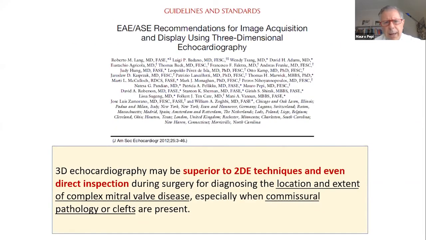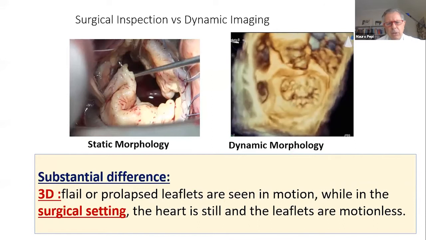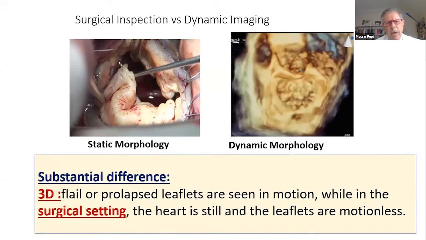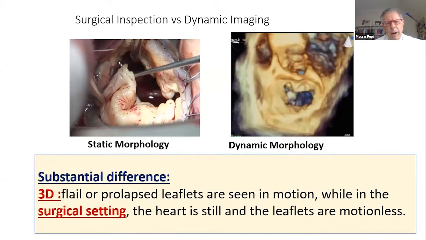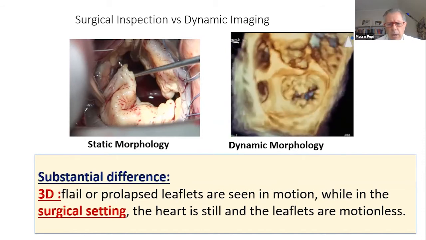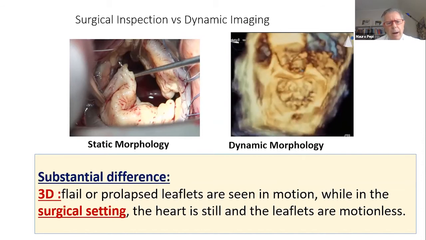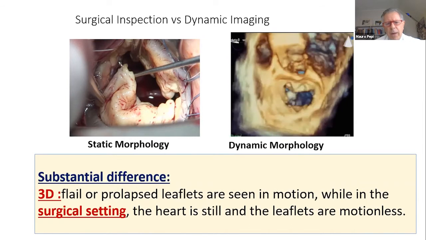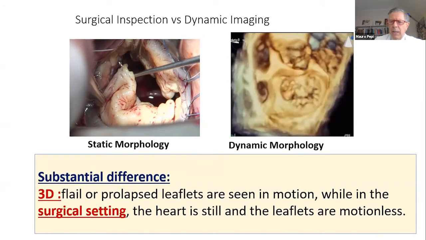So we also stated in those guidelines 10 years ago approximately that 3D was also superior to 2D even in direct inspection, which was something that may be strange, but the reason is also easy, because in the surgical inspection we are in a static condition with motionless leaflets, whereas in 3D we have a flail, perhaps, of leaflets that are seen in motion.